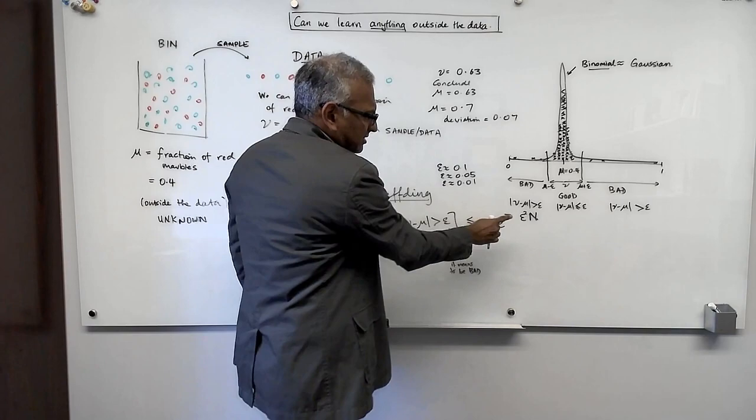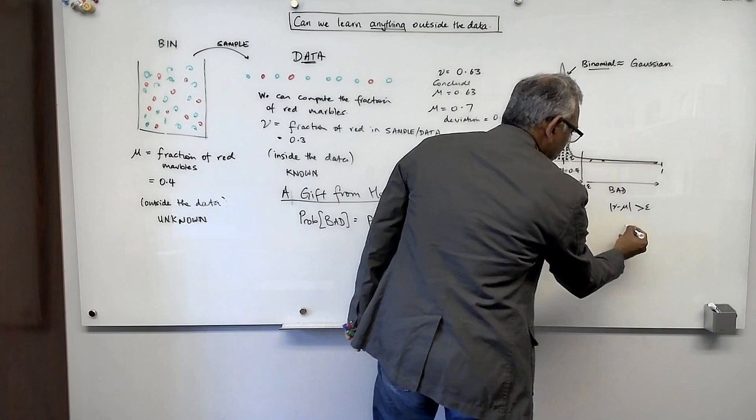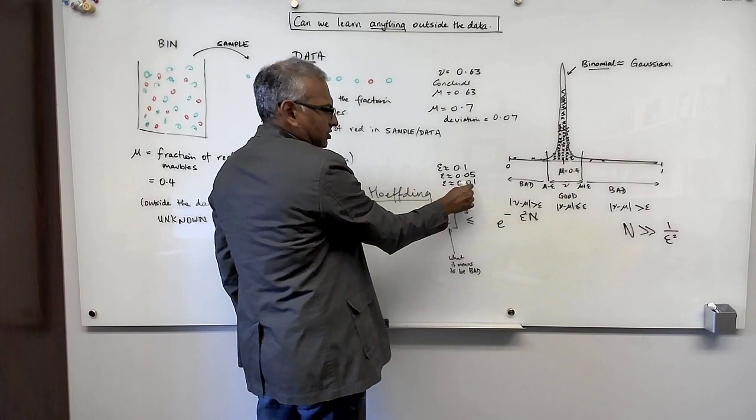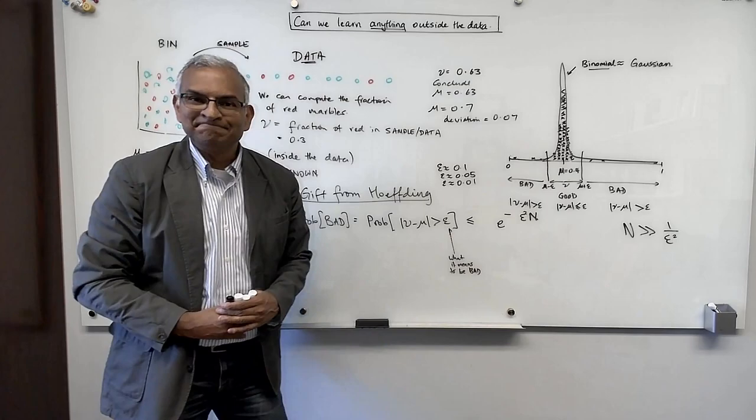Because with epsilon equals 0.1, this number becomes 0.01. And so for this exponent to become large, you need n much, much greater than 1 over epsilon squared. If epsilon is 0.01, you need n much, much bigger than 10,000. So you need to sample at least 10,000, maybe 100,000. If you sample 100,000, then this becomes e to the minus 10. Wow, that's a small number.